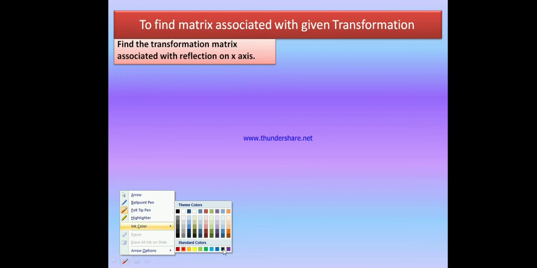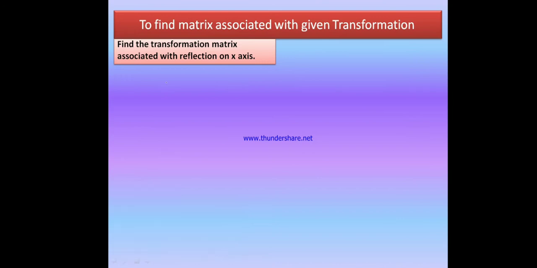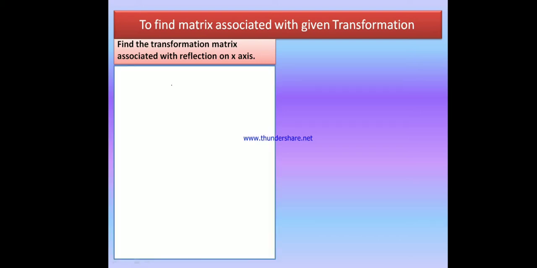Find the transformation matrix associated with reflection on the x-axis. In this case, a transformation is given: reflection on the x-axis. What we need to do is find a transformation matrix that represents reflection on the x-axis. It is one of the applications of matrix. Actually, matrix can be useful in different fields. Like in the matrix chapters, you learned the use of matrix while solving equations also. Now here you are going to observe the use of matrix in transformation too.